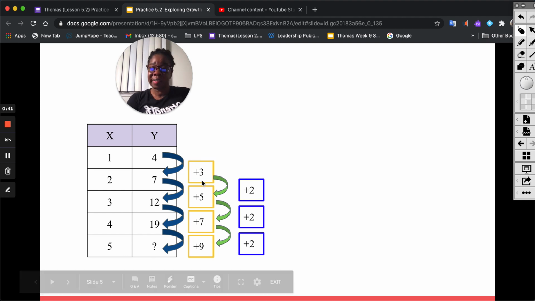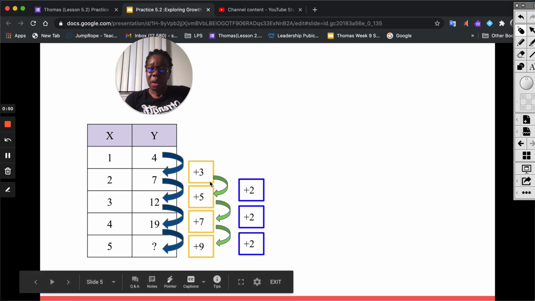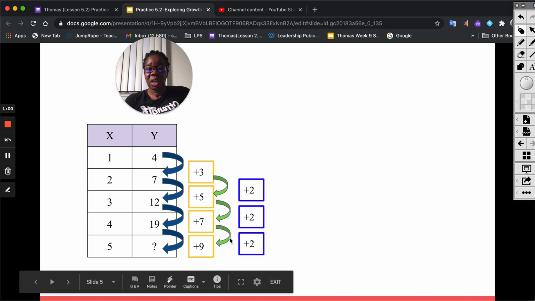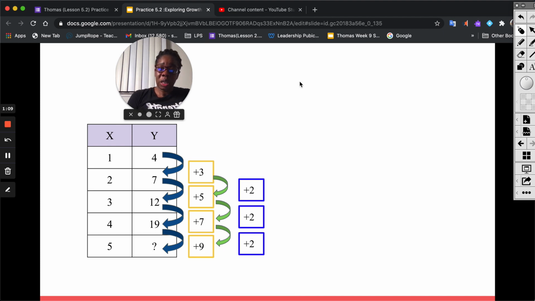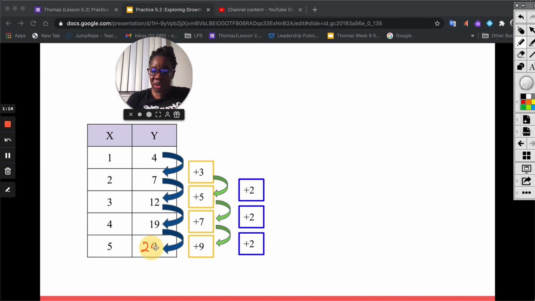So from 4 to 7, that's a plus 3. From 7 to 12, that's a plus 5. From 12 to 19, that is a plus 7. We also notice that there is a constant value for how the rate of change changes, and we are adding 2 each time. So I can use that to predict that for that last value, it's going to be a plus 9. And when I add 9 to 19, that is going to be 28. So I know that when x is 5, the y or the output value is 28.